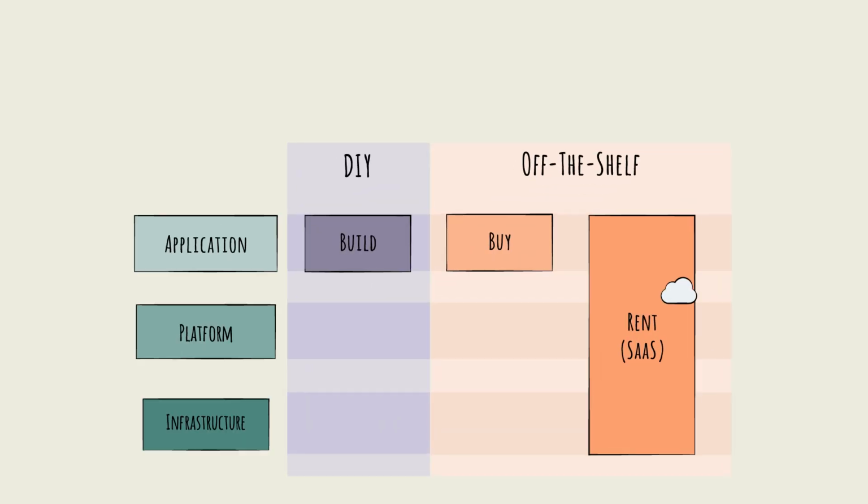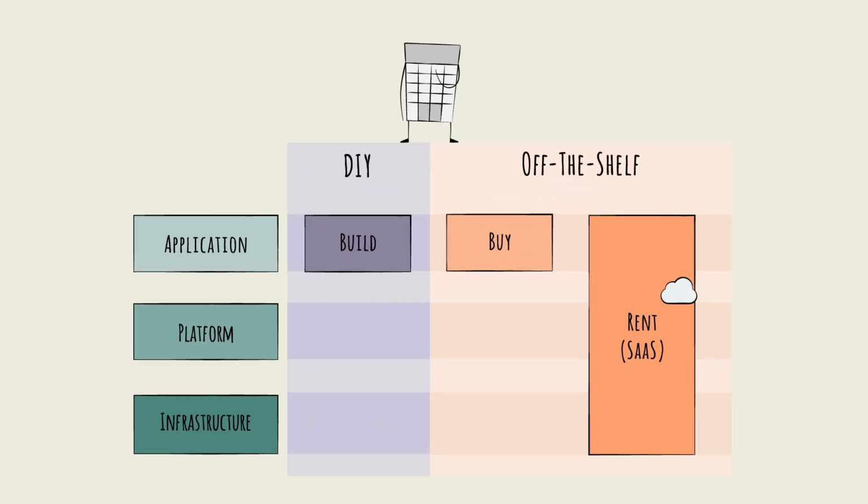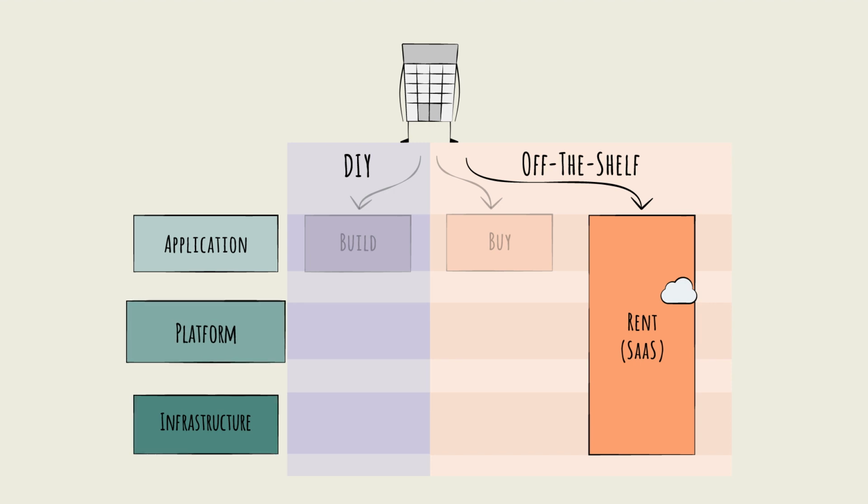Let's quickly recap. When a company is looking for an enterprise application, its first decision is whether or not it will use an off-the-shelf solution. If it chooses off-the-shelf, it can rent the application via the cloud. This is SaaS. SaaS providers typically manage the rest of the stack as well. This is all part of the subscription.